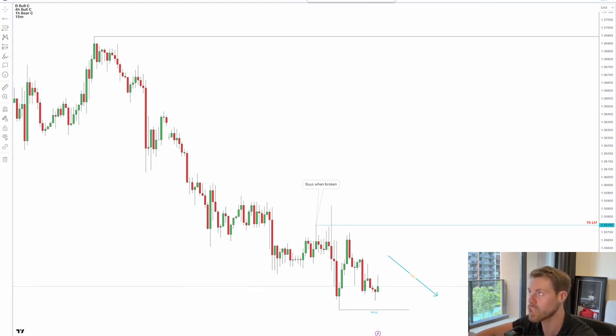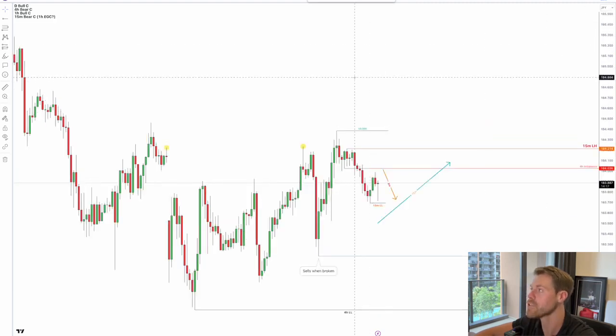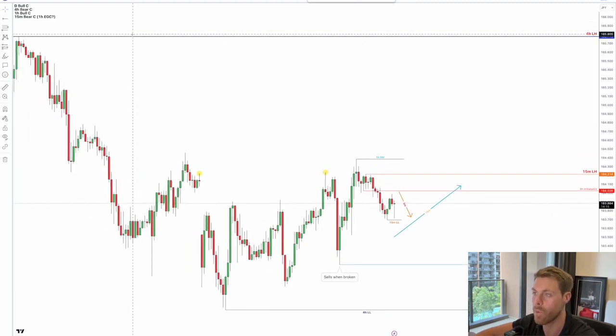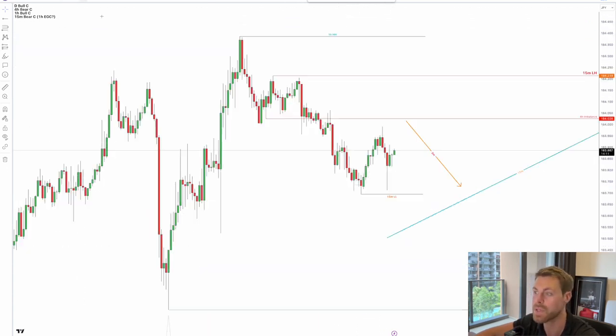Then the watch list of things that are actually ready to go right now. First off is GBP JPY. The 1 hour is bullish but correcting, making the 15-minute bearish. We have a beautiful move down on the 15-minute. We are now on our way correcting up.